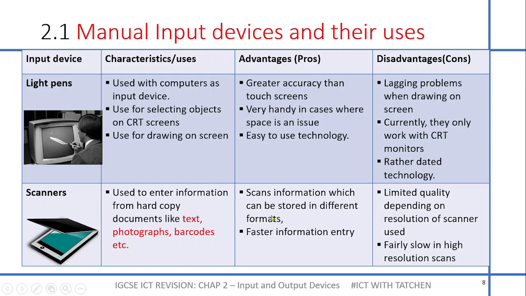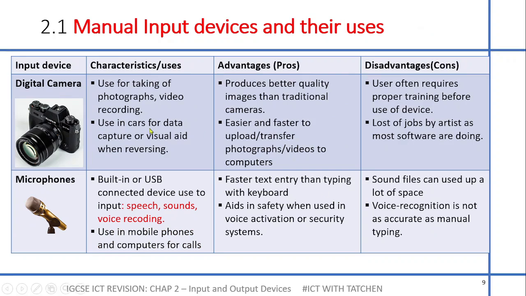The advantage is it scans information which can be stored in different formats, yes. And then you have faster information entry. Disadvantages: we have limited quality depending on the resolution of the scanner. Yes, when they scan the hard copy to text, you find that the resolution is not really good, and some are fairly slow, especially when the resolution is higher. So it takes a lot of time to scan to make sure everything is clear.